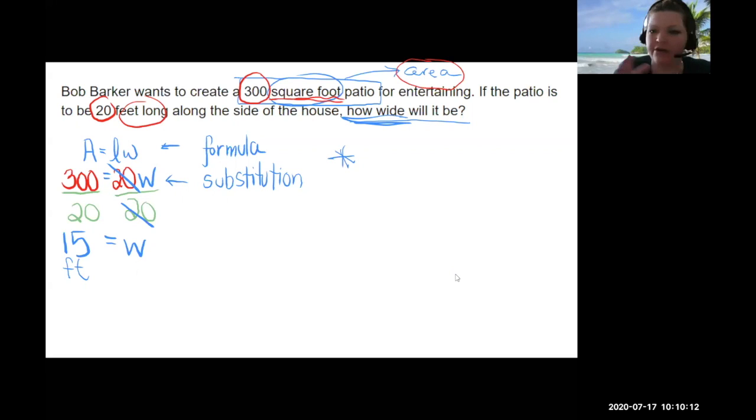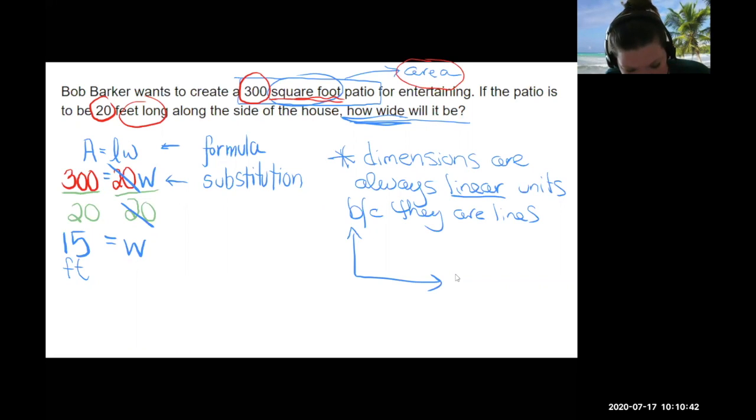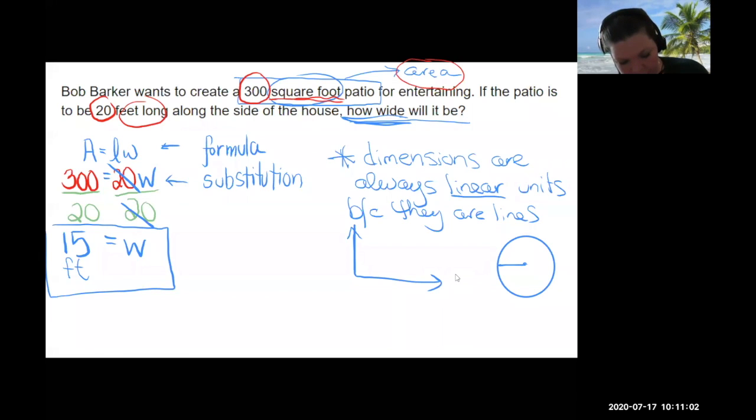They just see area in the problem and they think all our units should be square feet, right? But it's only the area that's in square feet. Dimensions are always linear because they're lines. The length and the width of a rectangle are both lines. Radius or diameter of a circle, those are also lines. And so they'll be measured in plain old linear units. So the width, that's what this W means, the width of our patio will be 15 feet.